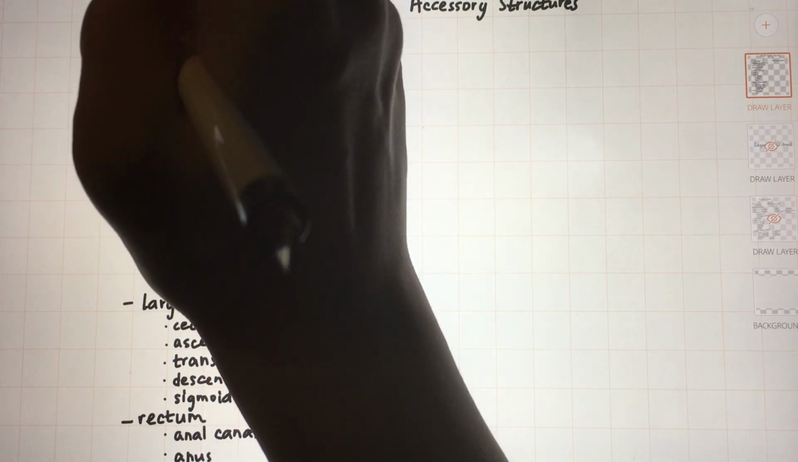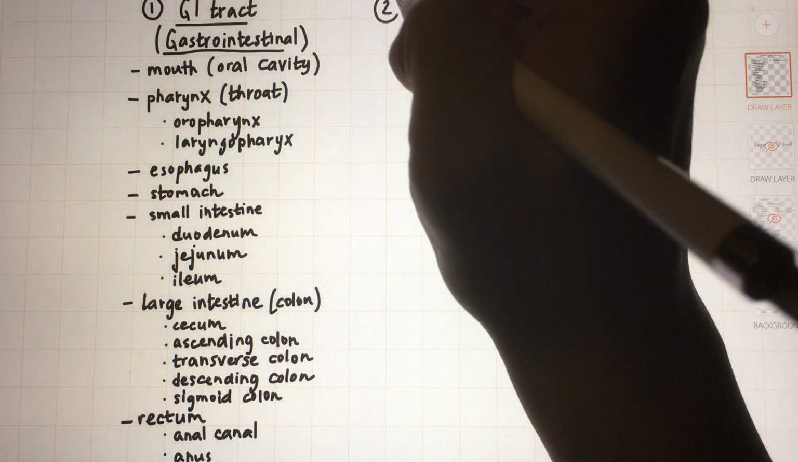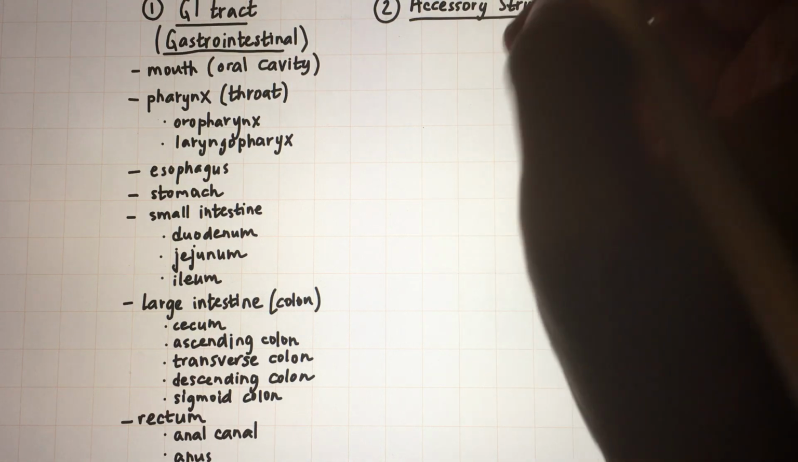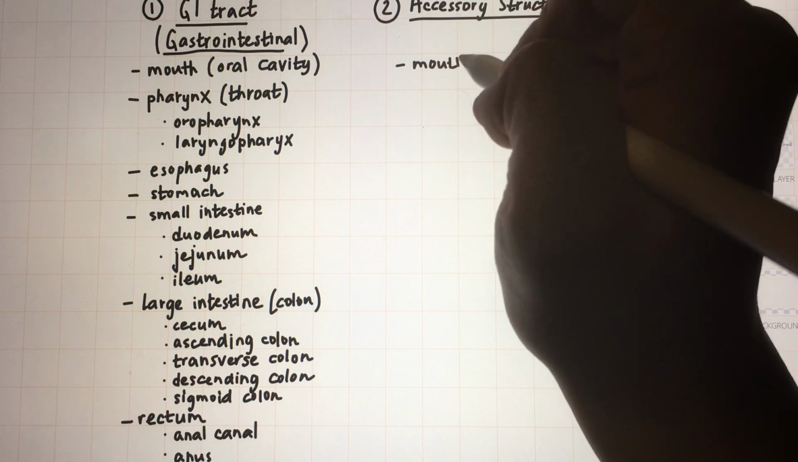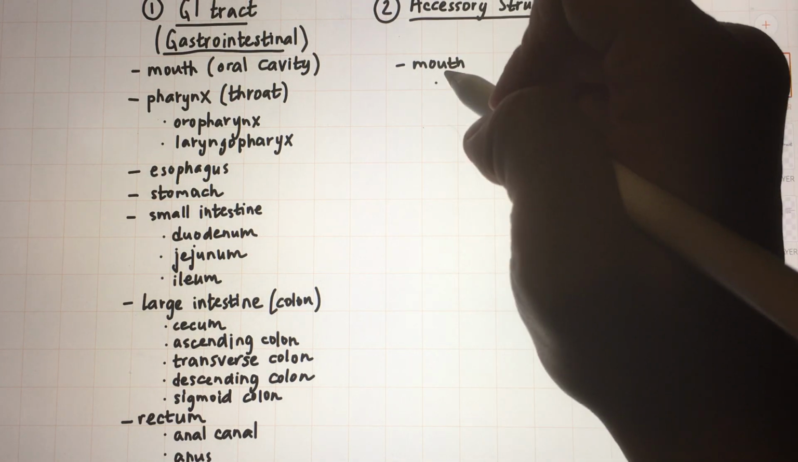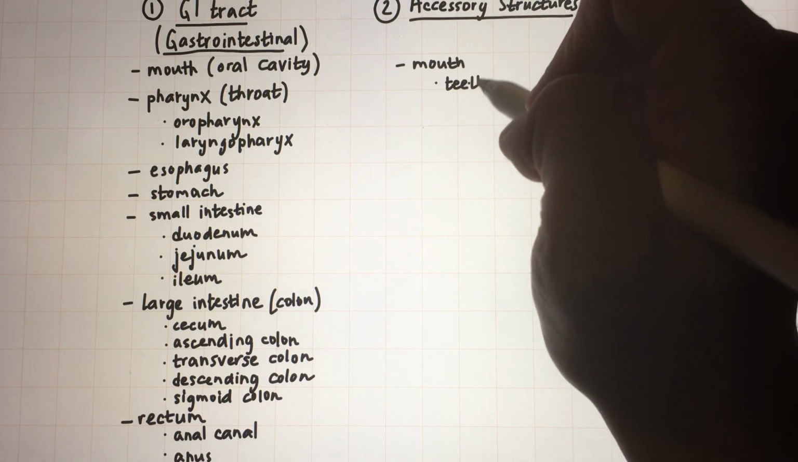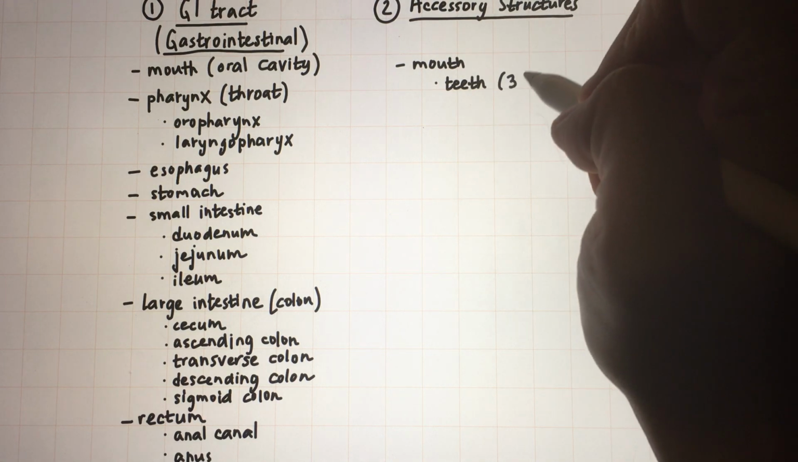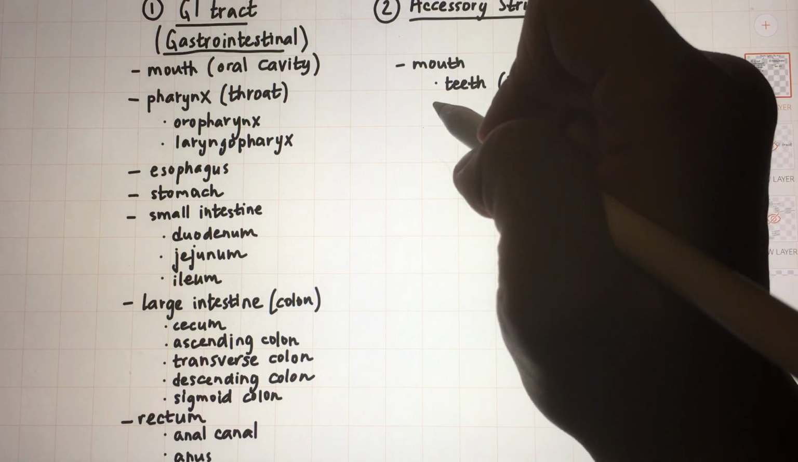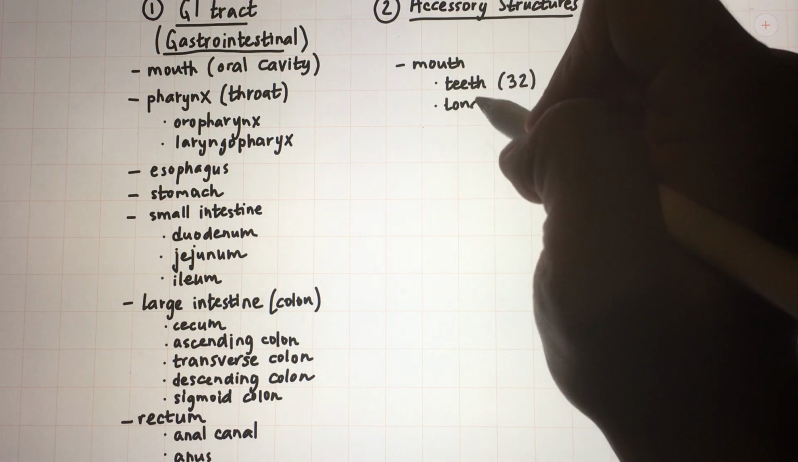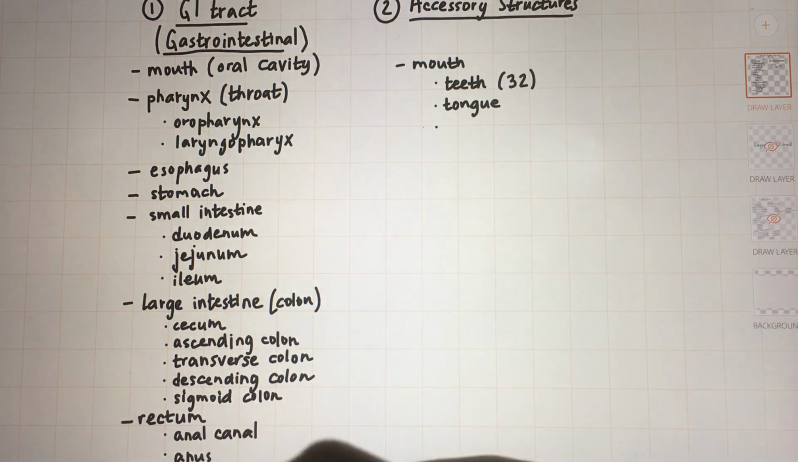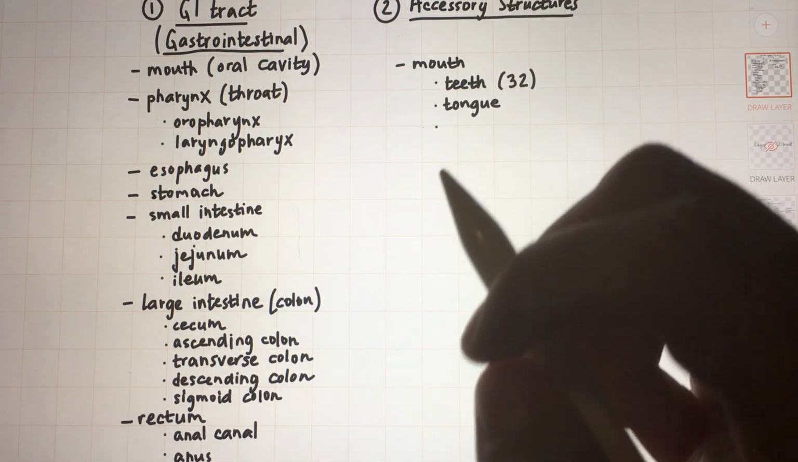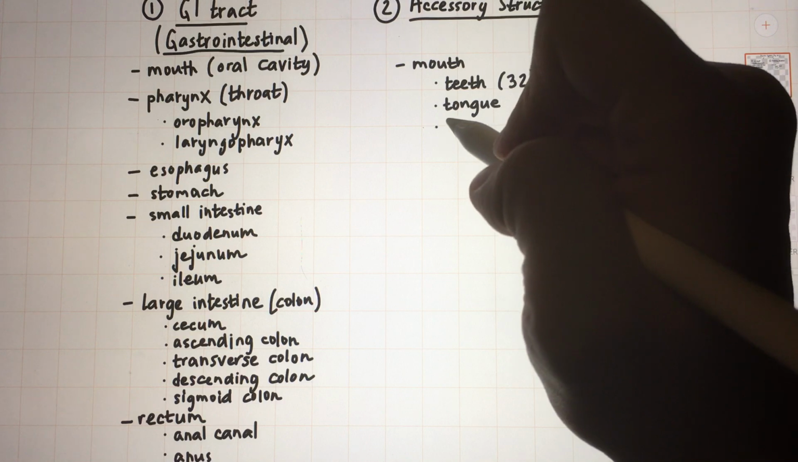The second part of the digestive system is made of the accessory structures that also begin in the mouth. Inside the oral cavity, there are teeth. There are 32 teeth in an adult mouth. The next organ is the tongue. It's a muscular organ that helps with mastication, the chewing and moving of the food around inside the mouth, and salivary glands.